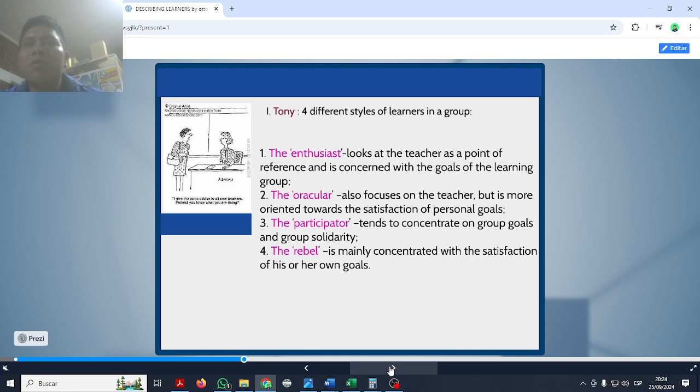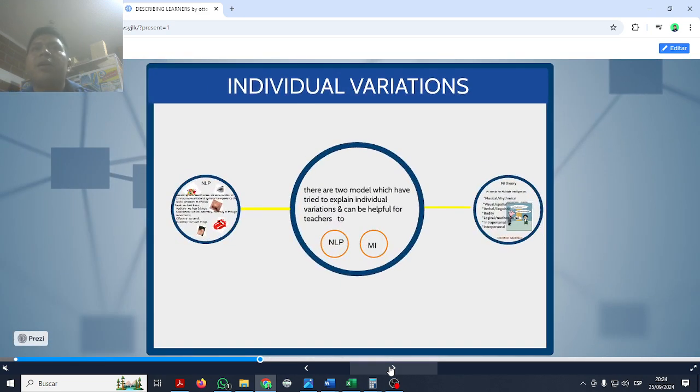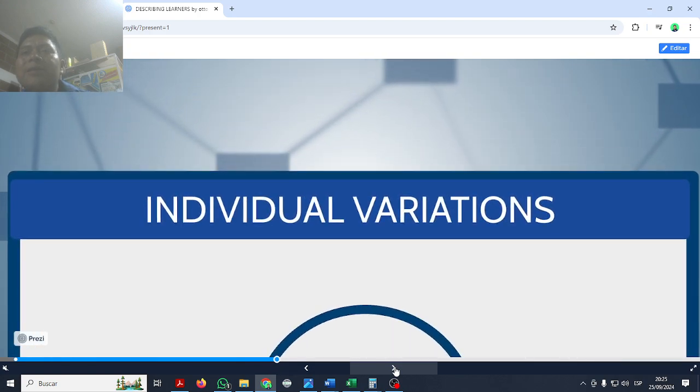The participator tends to concentrate on group goals and group solidarity, and then we have the rebel student. For individual variation, there are two models which have tried to explain it, and that can be helpful for teachers, like NLP or MI, excuse me.